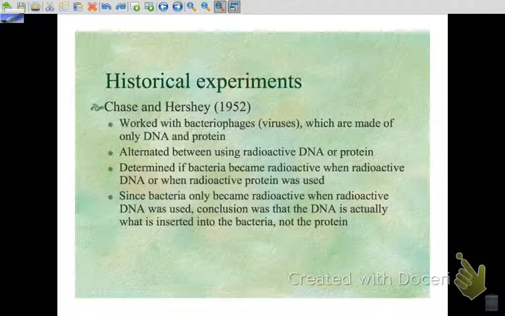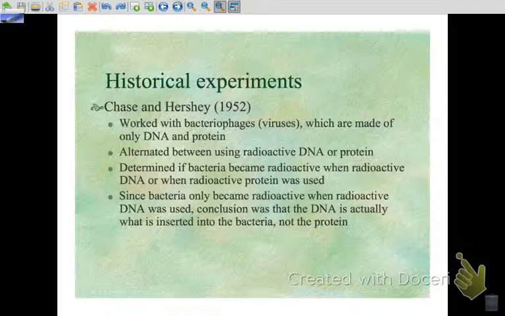These two men worked with viruses. I hate that they call the viruses bacteriophages, because if you look at the term bacteriophage, you think it's a bacteria, but it's not. Anything that has a phage at the end, P-H-A-G-E, that's a virus. So if you want to just call it a virus, call it a virus. They worked with viruses, and viruses are only made of DNA and protein. So now it's really easy to figure out if it's the DNA or the protein, because that's the only thing that the viruses are made of.